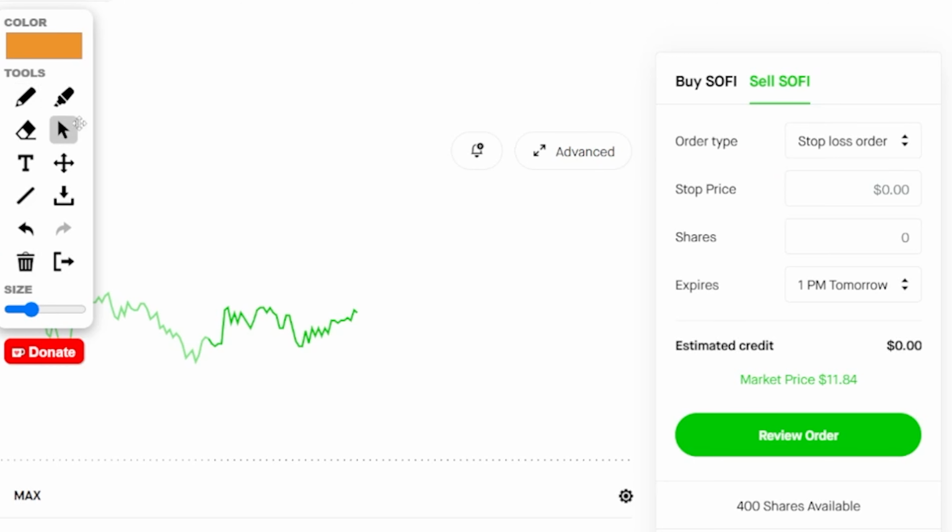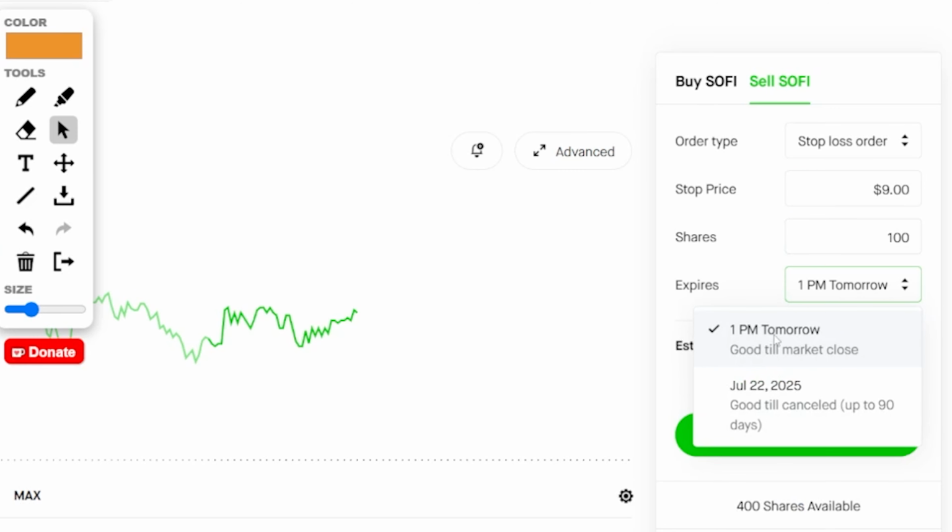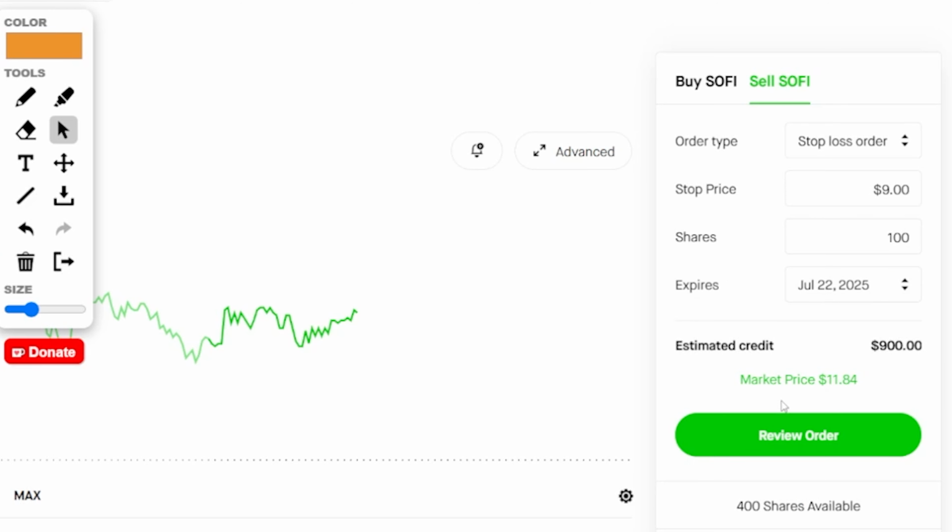Now let's go ahead and show you what this is going to look like. So again, we're here with our SoFi stock, right? And we want to have a stop price, let's say of $9. Right? And then we want to sell how many shares? Let's say 100 shares because we have a total of 400 with this company. Now, just like before, we can actually choose to have it either for the day or up until a certain time frame so we can protect ourselves for a couple of months here.